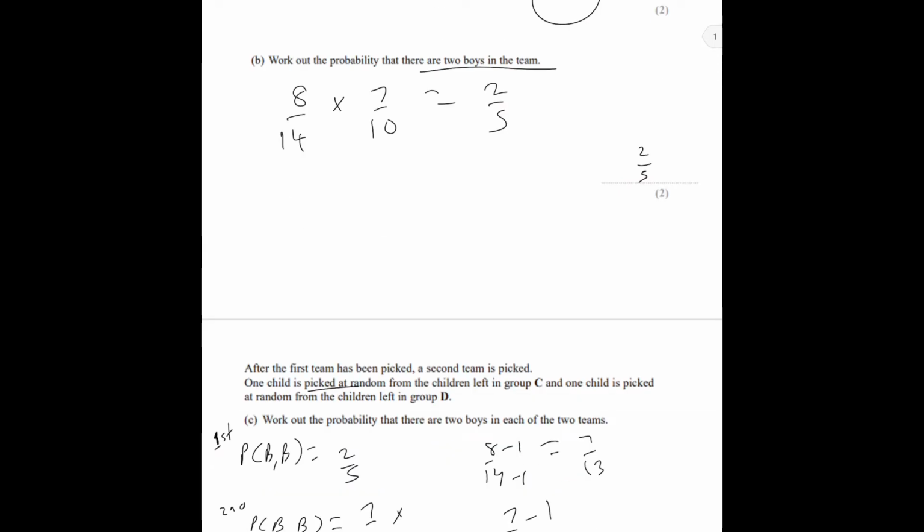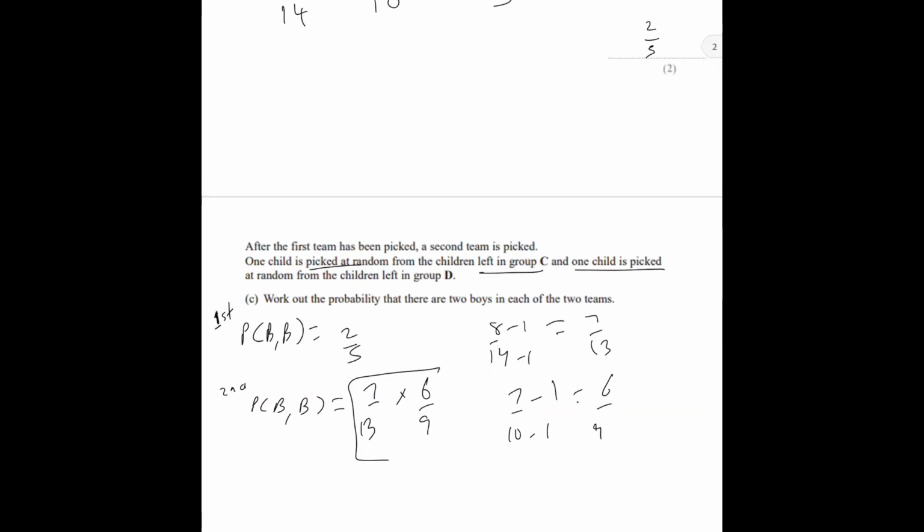So you just subtract by 1 because you're saying that one child is being picked at random and left in group C, and then one child. So you subtract by 1 to get 6 by 9. So on the second hand, you have 7 by 13 times 6 by 9, which should give you 14 by 39.